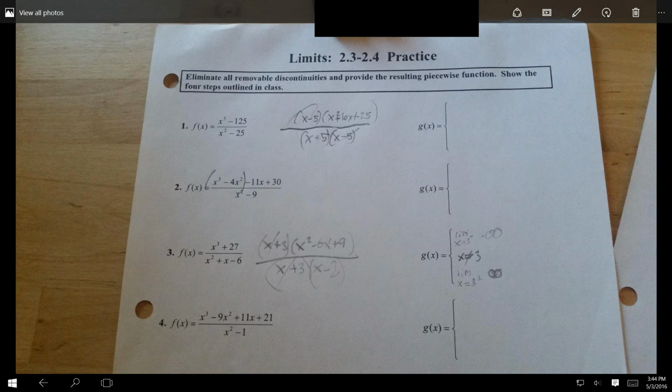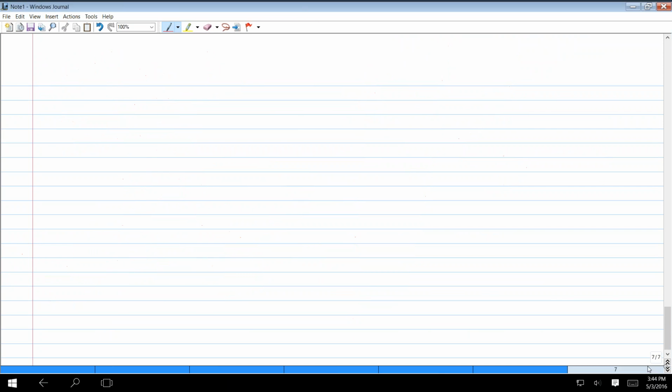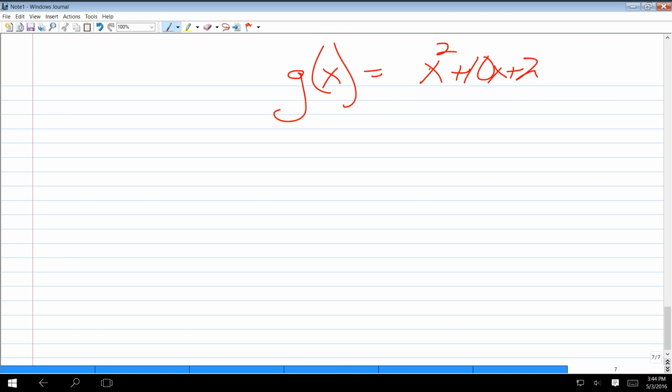So if I had to do a test, it would just be that it's not like what she was showing us? Well, I don't know how to answer that, Mitch, because I don't want to give you something that you're going to get wrong on the test because it's not the way she did it. Here's what I would do if I was doing it. I would say g of x is equal to x squared plus 10x plus 25, all over x plus 5, when x is less than minus 5. So that's the function when x is less than minus 5.